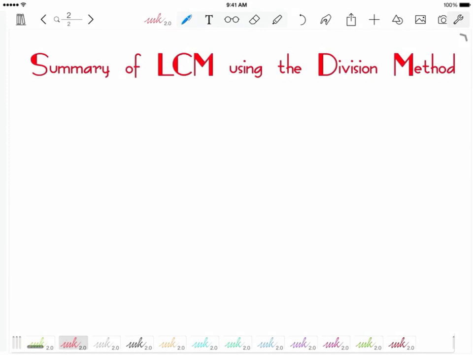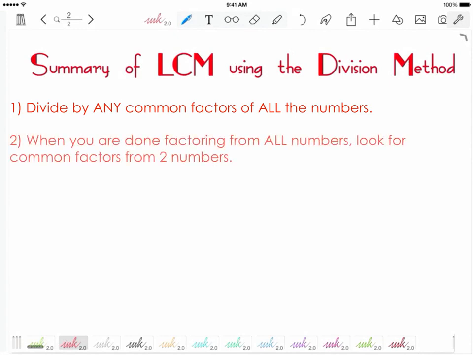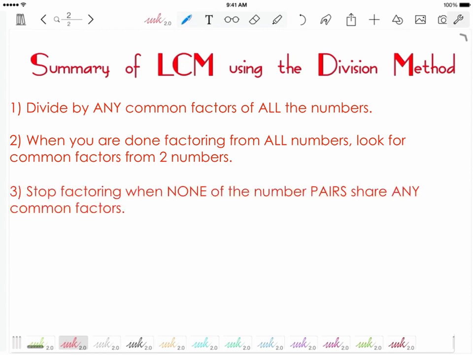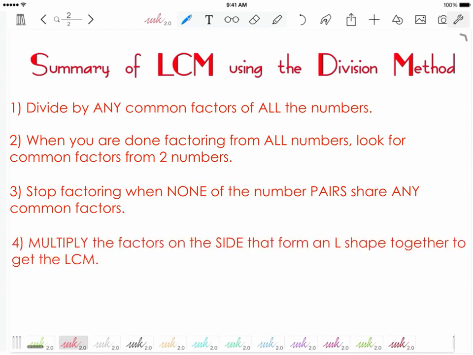To summarize the LCM using the division method, you divide by any common factors of all the numbers. When you are done factoring from all numbers, look for common factors from 2 numbers. Stop factoring when none of the number pairs share any common factors. Multiply the factors on the side that form an L shape together to get the LCM.